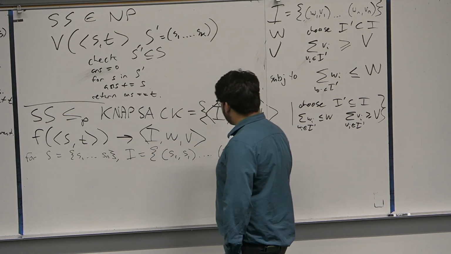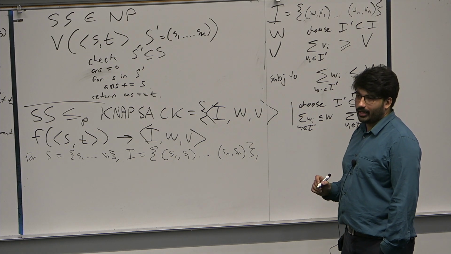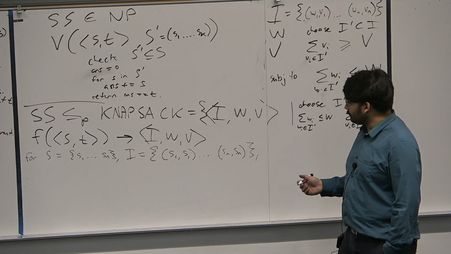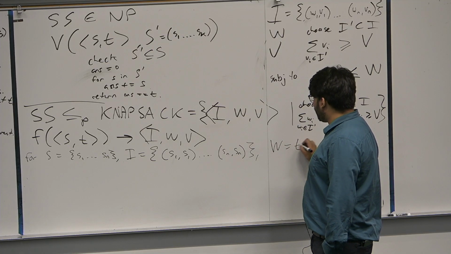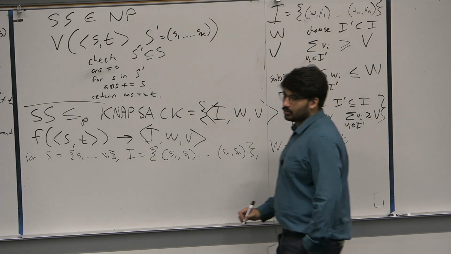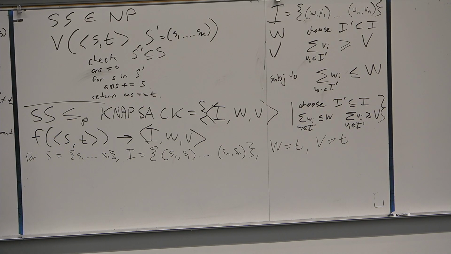Set each item to have equal value and weight. The value is equal to the weight for each item. We set W to T, and then we set the value threshold to T as well. Right? That's all it is. Why is that going to work? We'll see in a second in a proof.